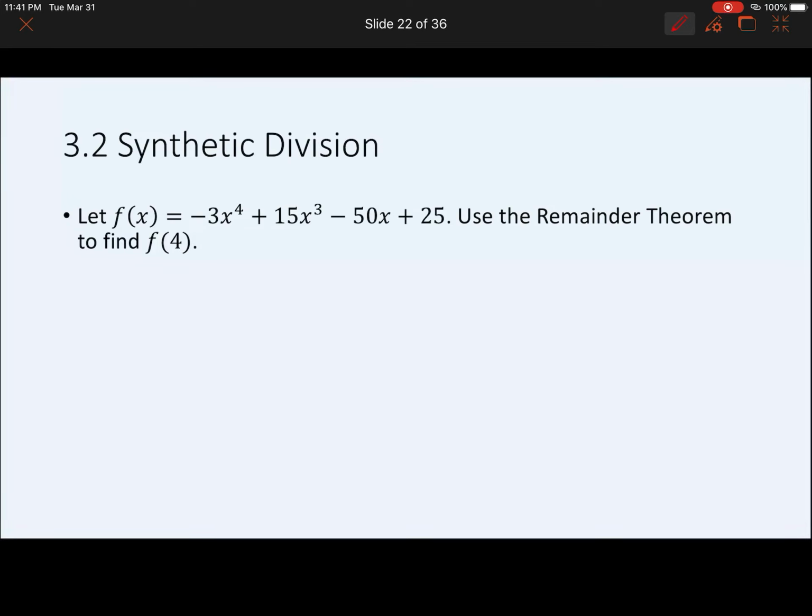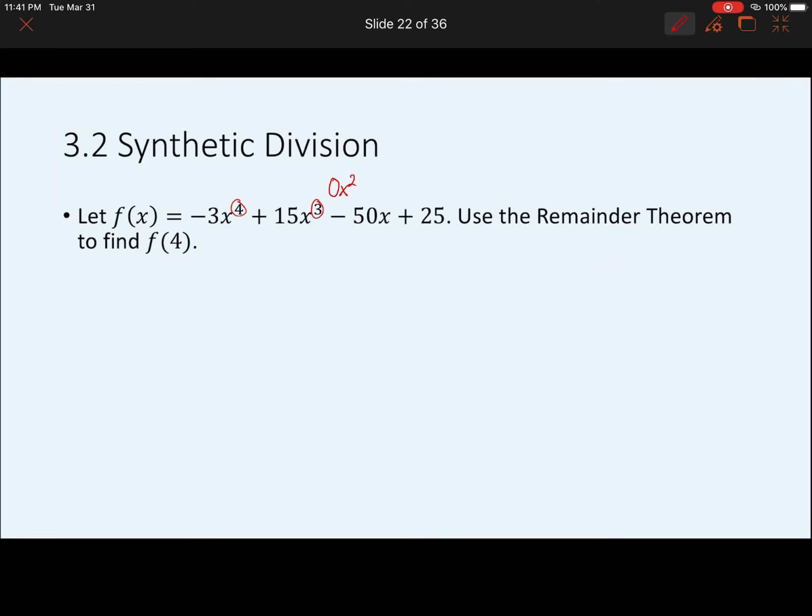So let's take this idea and let's try it. We're going to take this function, negative 3x to the fourth plus 15x cubed minus 50x plus 25, and we're going to use the remainder theorem to figure out what this would be if we put 4 in. If we were to take 4 and substitute in for x, we're going to figure out what we would get.